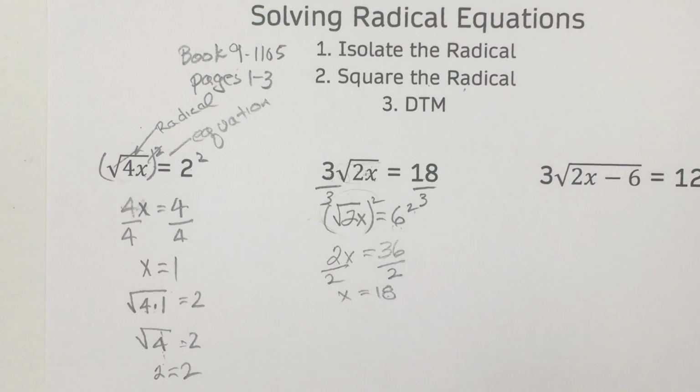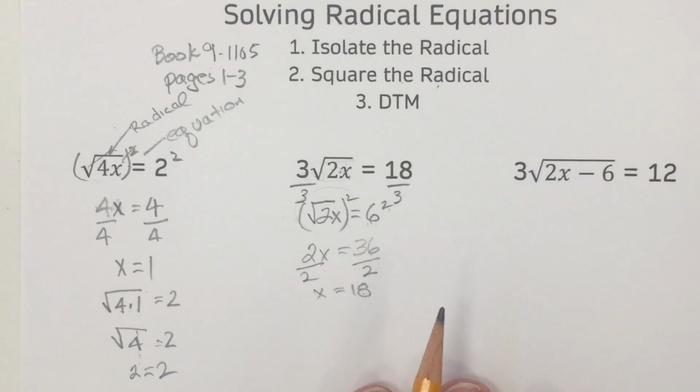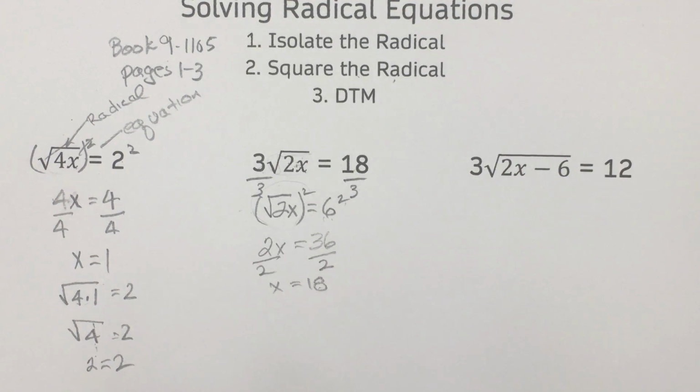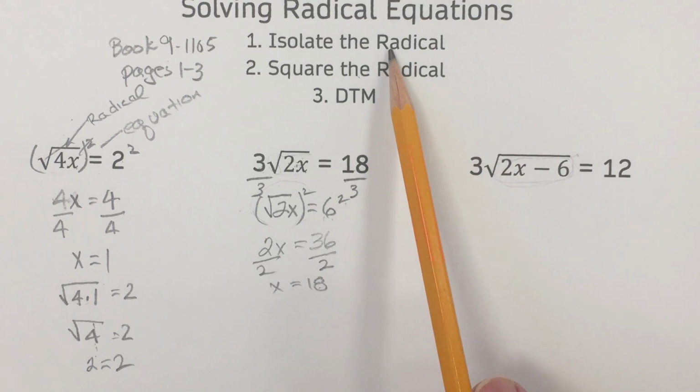Our last example, don't worry about it. Don't let it blow your mind here. I'm going to move it over a little bit on our page. Good. So we have 3 times a radical. Don't worry about this underneath here. And equals 12. So isolate the radical.